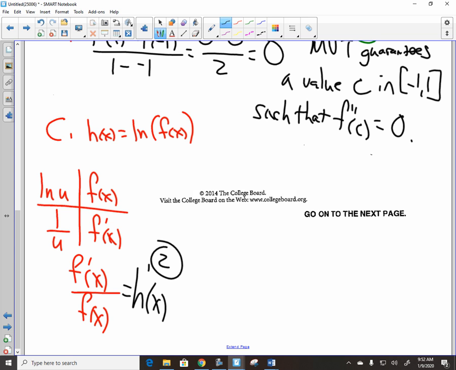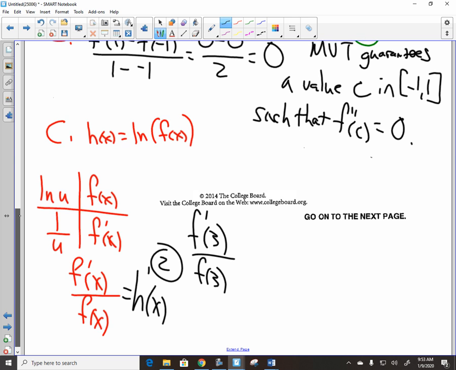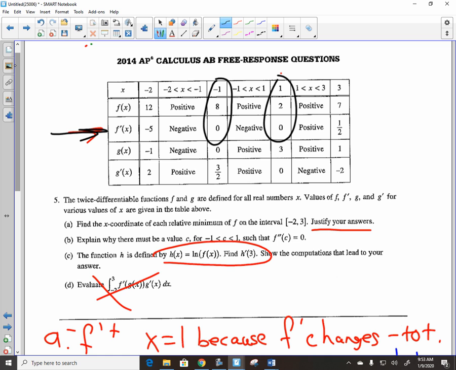Now it's wondering what is h prime of 3. So you've got f prime of 3 divided by f of 3. And if you look at that, f prime of 3 is in fact 1/2. F of 3 is 7.